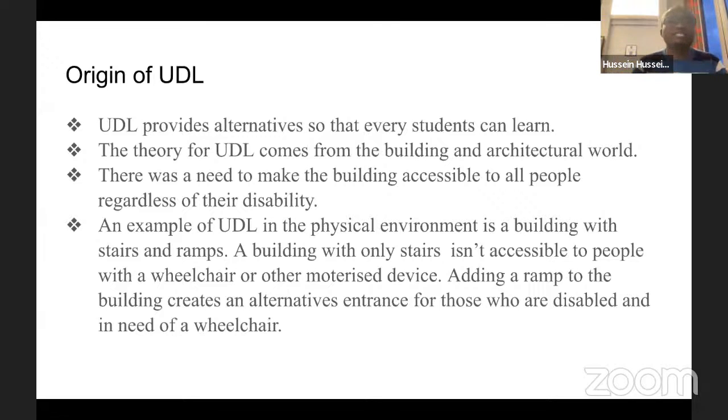Kwa hiyo kama tutatengeneza majengo ambayo yanakuwa na stairs peke yake bila kuweka ramp, kidogo tunaweka pale ugumu kwa watoto au kwa watu wenye mahitaji maalum kuweza kuyapata. Kwa due to that condition, ikapelekea watu kuja na hiyo concept au kuja na hiyo idea ya UDL, Universal Design for Learning, kwa maana kwamba how we can accommodate both people with special needs and the normal people in a way that they can access the building. So adding a ramp to the building creates alternatives for those who are disabled and in need of a wheelchair.